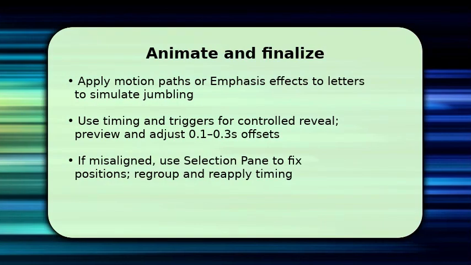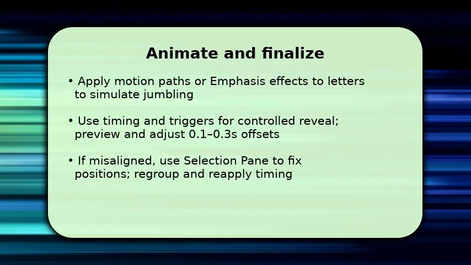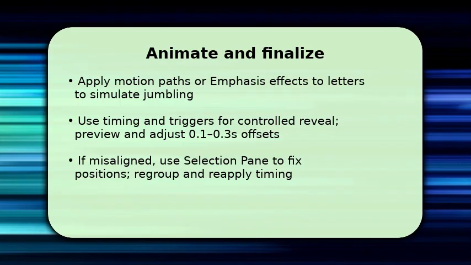You finish by animating the letters to create the jumbled effect and then reveal the correct word. Apply motion paths or emphasis effects to individual letters, stagger start times using 0.1 to 0.3-second offsets, and use triggers if you want to click to unscramble. Once done, preview the full sequence and tweak positions and easing to keep motion natural.